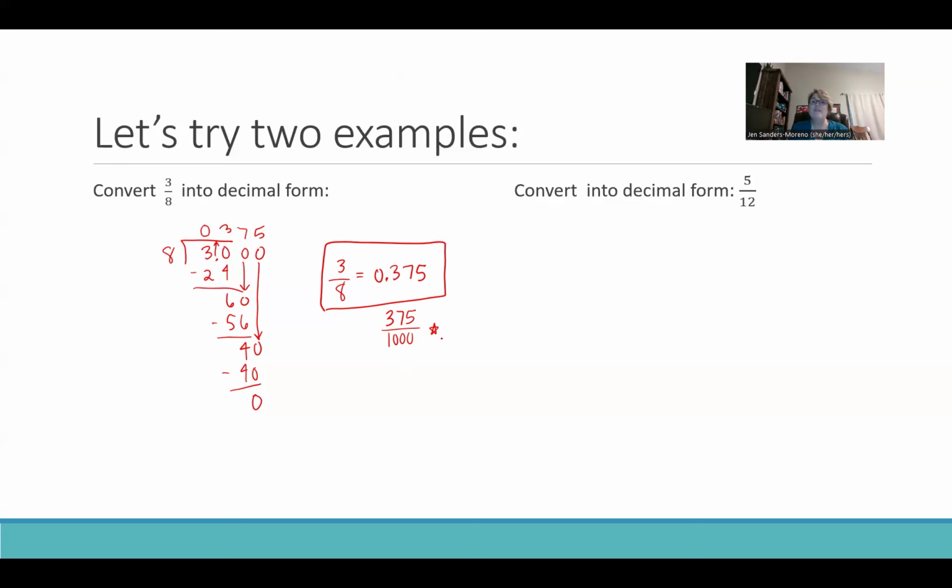All right. How about 5/12? Let's try this one. So again, we're going to start with the phrase inside out. So the 5 goes inside, the 12 goes on the outside, and 12 doesn't go into 5. We'll put a 0, and we're going to start the division party by drawing a decimal point and 0.